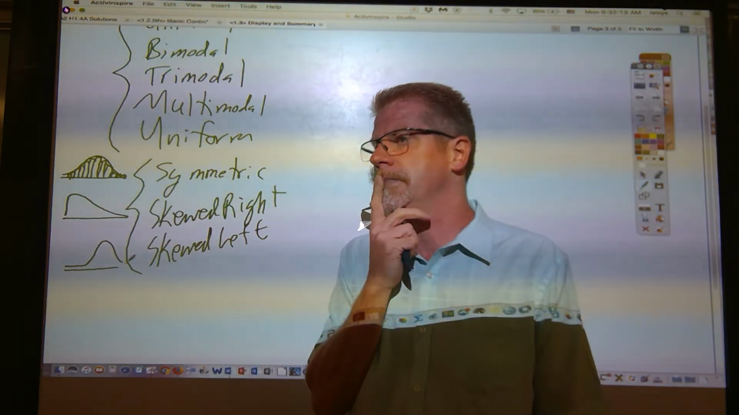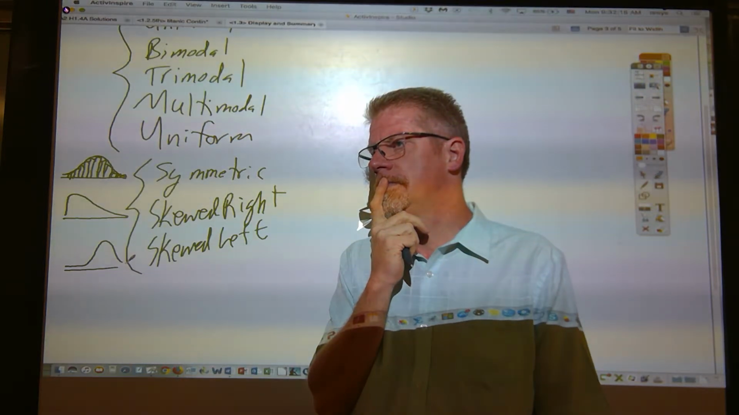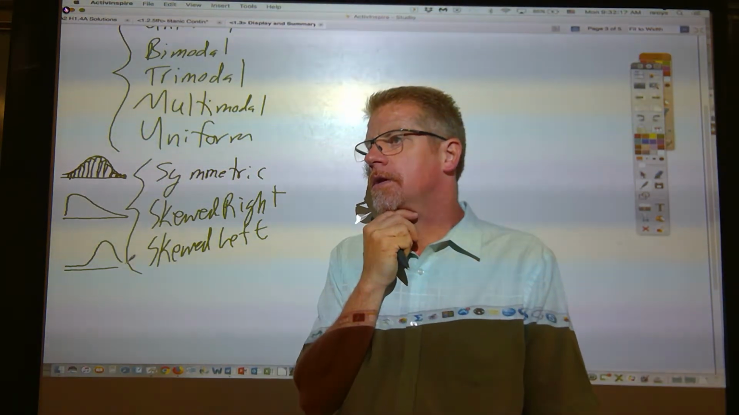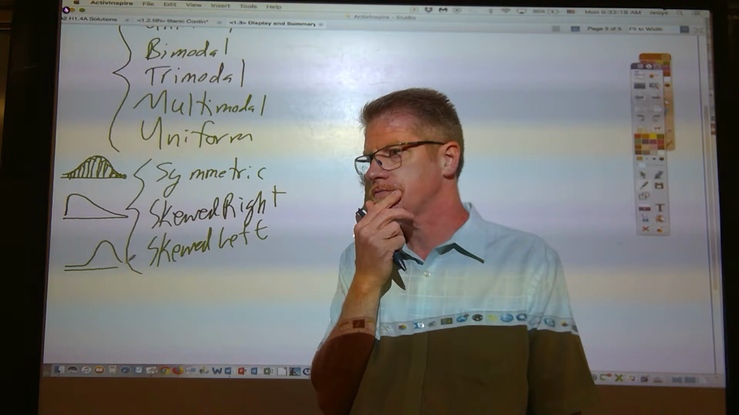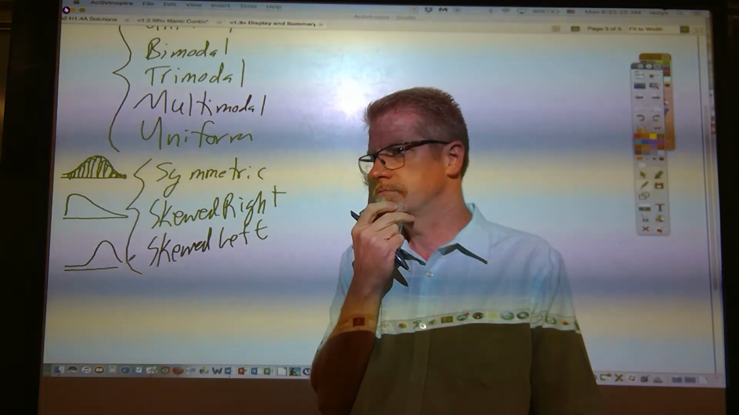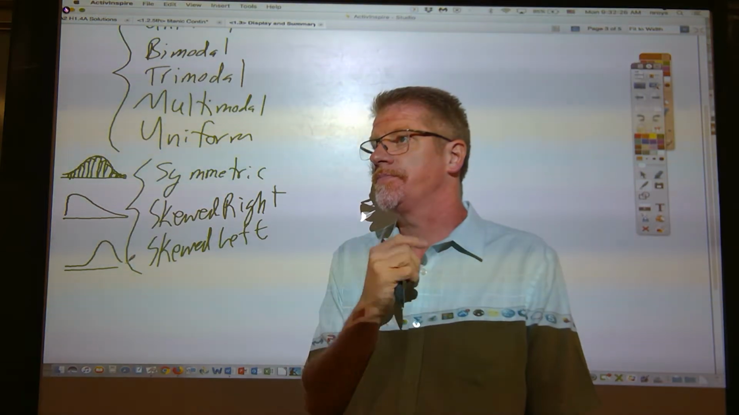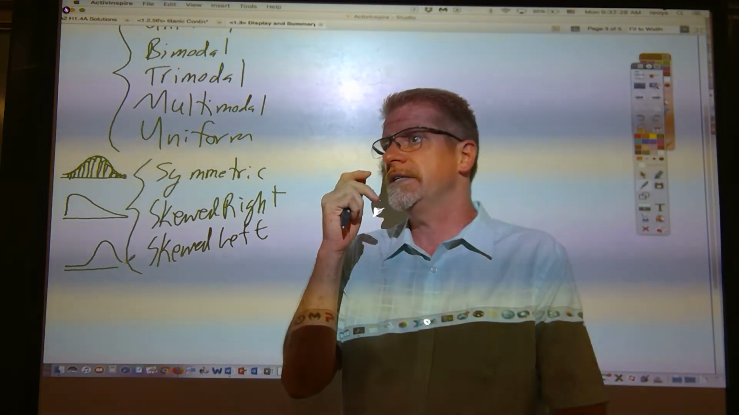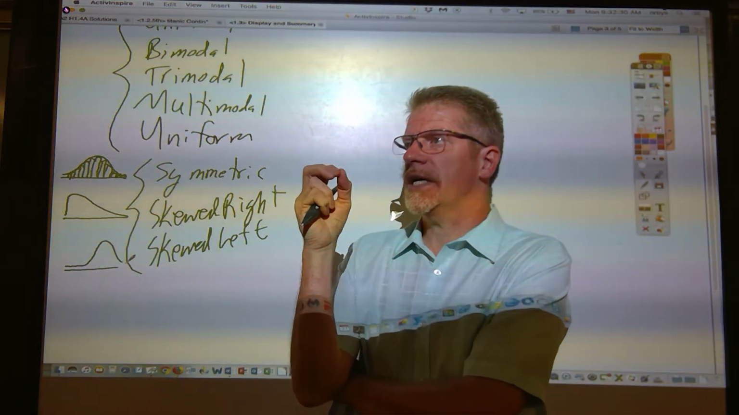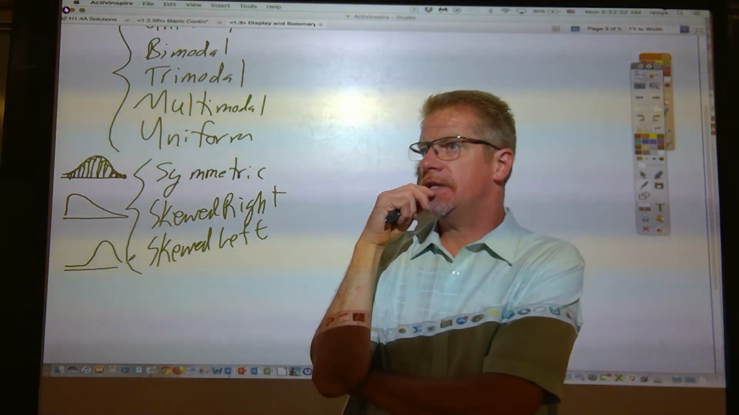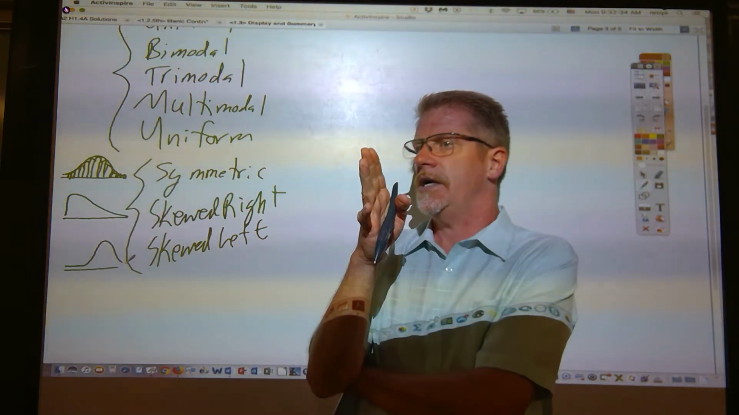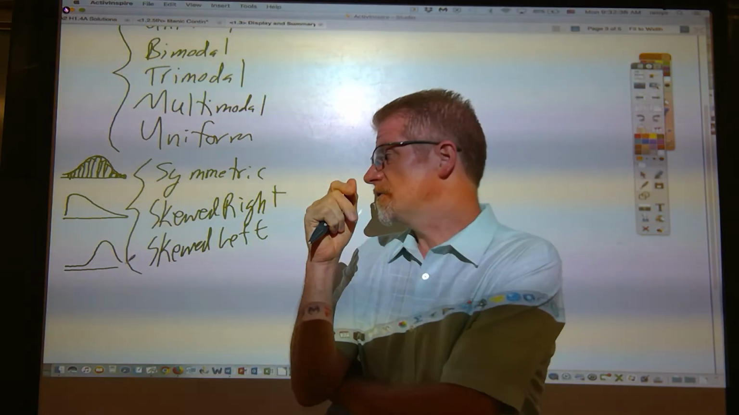Yes, question, go ahead. Short and tall, short and tall, short, short and tall. Like, what if it's random? You would say it's multimodal, but which way is it skewed? Yeah. So there is a precise definition of skewed that has to do with the upper 50% of the data and the lower 50% of the data.